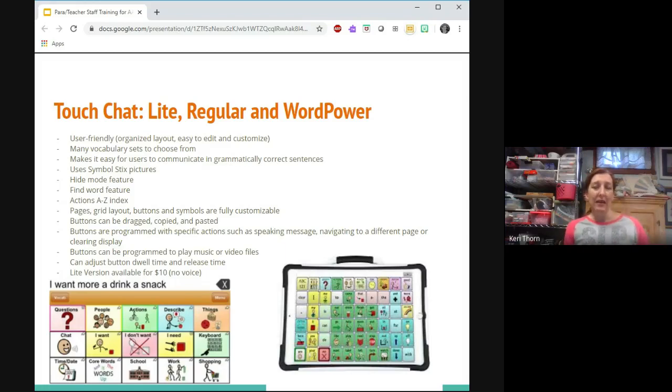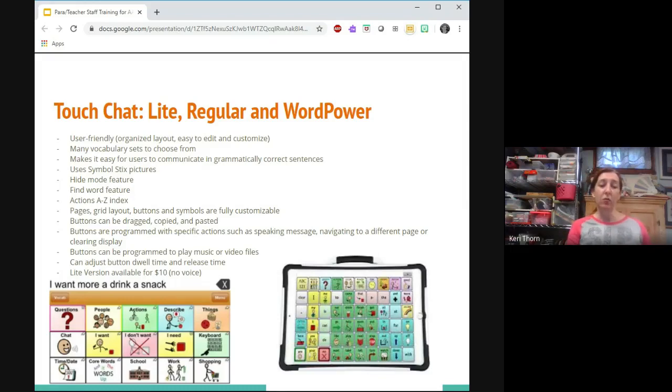Now, this is the kid that we talk about as Linus with the security blanket. They don't need it for all their communication because they are verbal. They just need that backup. They may need that visual prompt. They may need that visual script to do what they need to do. So it's just there for support, but it doesn't have to be their entire world.